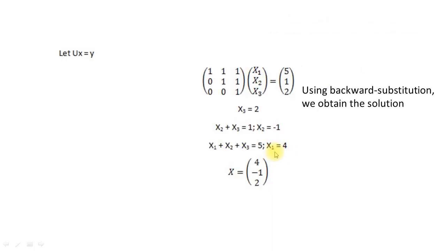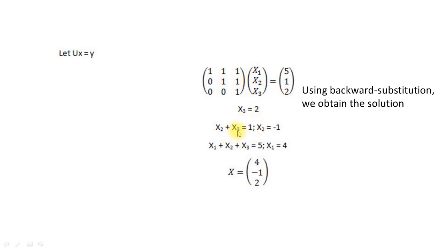So using the matrix Y and the matrix U, we can find the unknown matrix X. This is the upper triangular matrix, this is the unknown matrix for the system, and this is the matrix Y. Now using the backward substitution, X3 is equal to 2, and putting the value of X3, we obtain, this is equation number 2, X2 plus X3 is equal to 1.